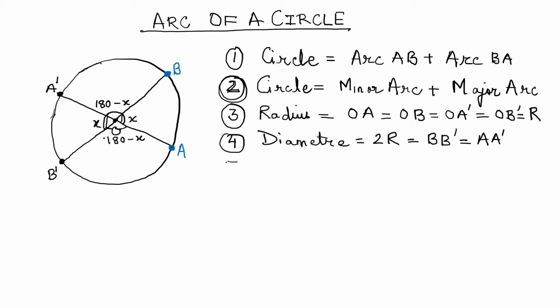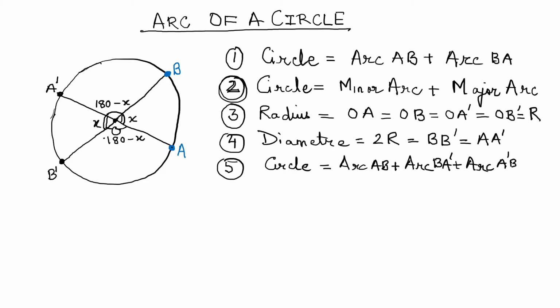Point number 5. Now, when we are talking about a circle, let us see that the circle here in this case can be written as arc AB plus arc BA dash plus arc A dash B dash plus arc B dash A.